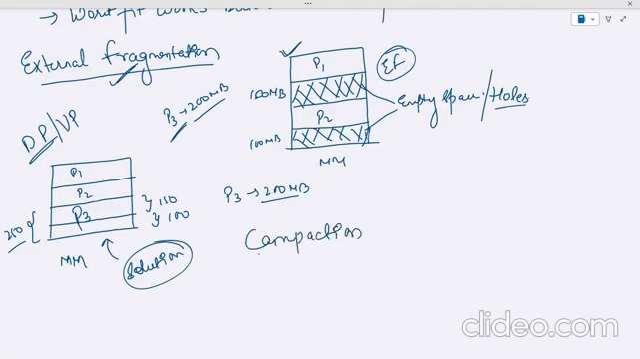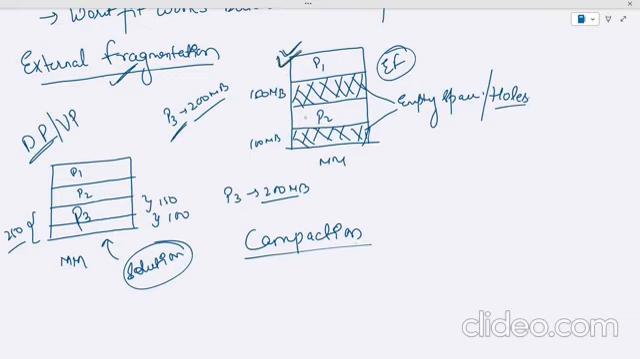Compression means we compress the occupied space and unoccupied space side by side. When we are using dynamic partitioning, we definitely suffer from external fragmentation. Dynamic partitioning is a solution to internal fragmentation, but it suffers from external fragmentation. The solution to external fragmentation is compression. We need to collect all the allocated processes side by side. So this is the compression problem.